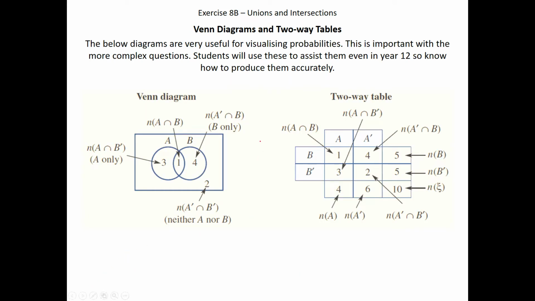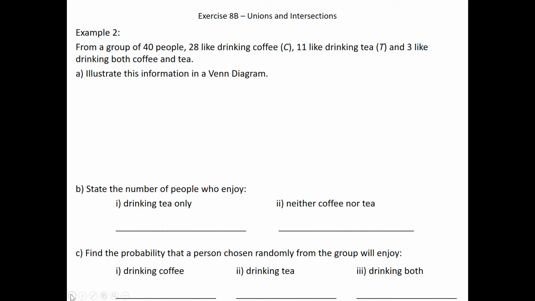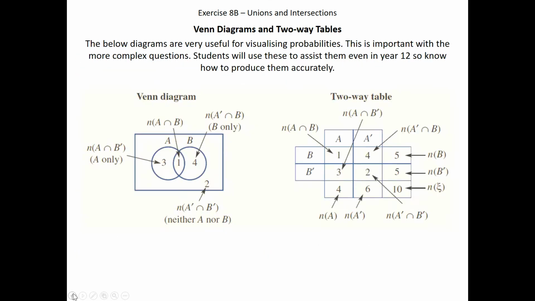Now, Venn diagrams and two-way tables. These are what we're going to use today to understand unions and intersections. They're really useful for visualizing probabilities, and really helpful for understanding complex questions. If you get a big worded question and you don't understand what it's asking, a really good idea is to try, can we fit this information into a Venn diagram? Or can we fit this information into a two-way table?